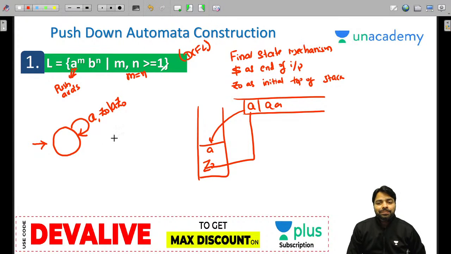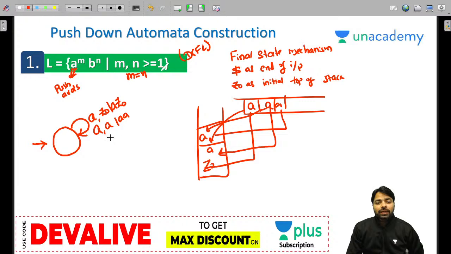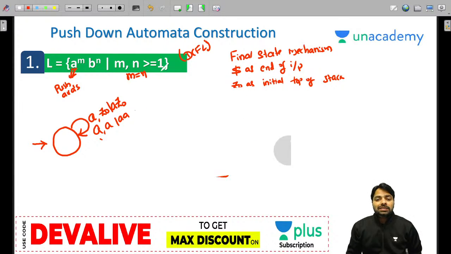But the second A is not going to be pushed now. This transition will help you only for the first symbol. So the second A is looking at the top of the stack, A. So A comma A, now this will put A onto the stack. And the third A can look at double A. So the second transition can help you to push all the A's except the first A. Now these two transitions together will push all the A's.